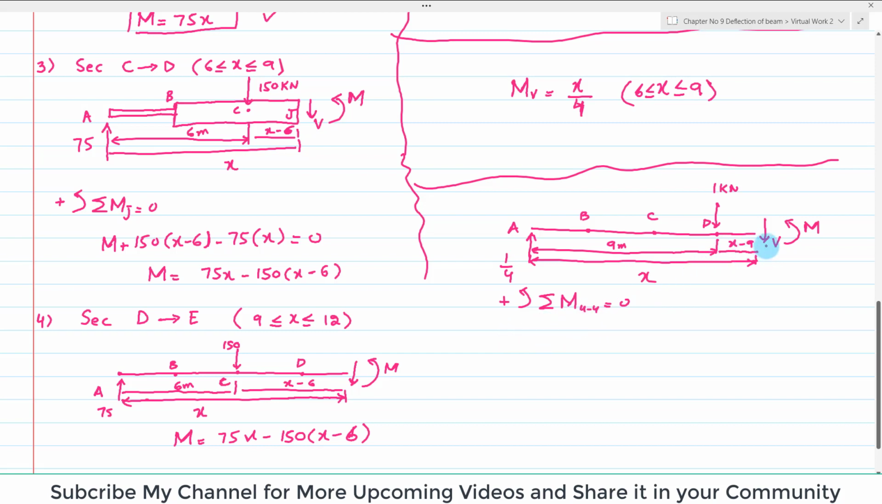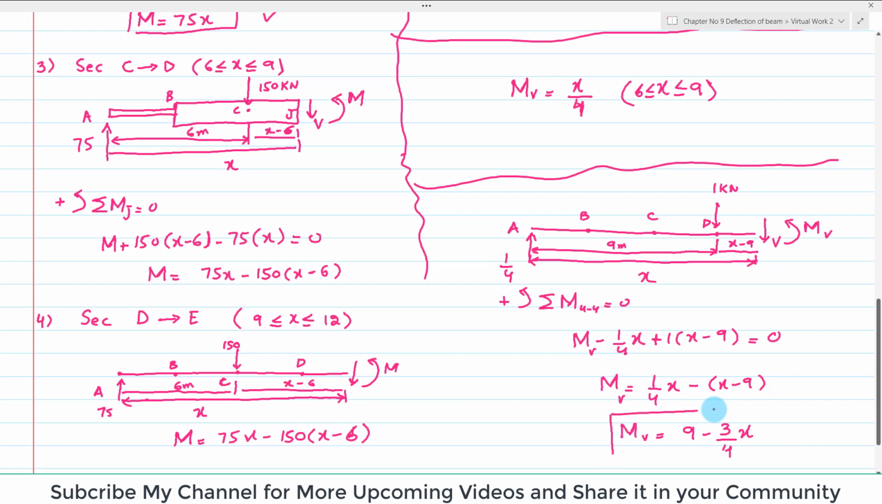So we will apply the moment equation. You can see here there is a moment m. Due to this 1 over 4, there is a clockwise moment, so it will be minus 1 over 4 into perpendicular distance x, and due to this load of 1 kilonewton, producing a counterclockwise moment, it will be plus 1 into x minus 9. Their sum must be equal to 0. So this virtual moment, here I will write mv, will be equal to 1 over 4x minus (x minus 9), and again this virtual moment will be equal to 9 minus 3 over 4x, because when you multiply it and simplify it, it will be 9 minus 3 over 4x. So this is the virtual moment for the segment DE.